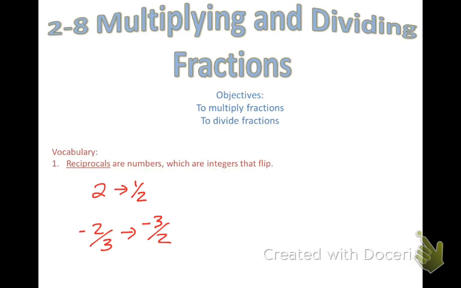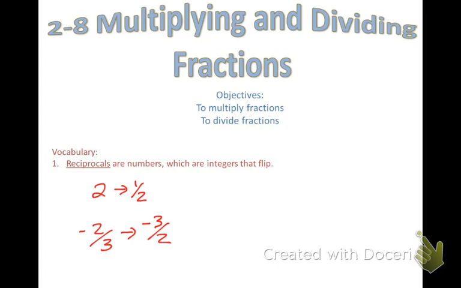Today's lesson is multiplying and dividing fractions. Our objectives are to multiply fractions and to divide fractions. To be able to divide a fraction, we need to know the word reciprocal.